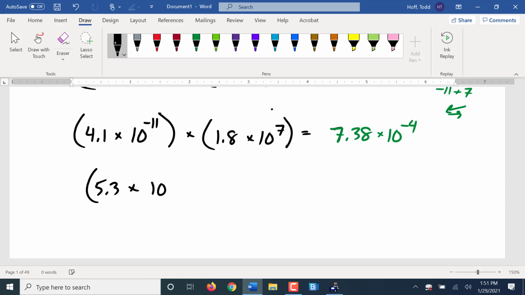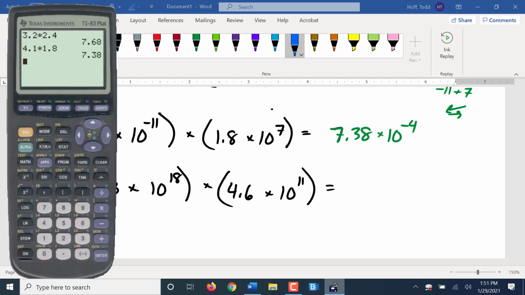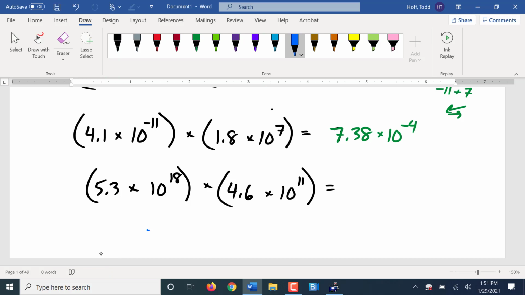We have 5.3 times 10 to the 18th times 4.6 times 10 to the 11th. Well, we have the 5.3 times the 4.6, 24.38 times 10 to the, yes, 10 to the 18th times 10 to the 11th. We add the powers. 18 plus 11 is 29.